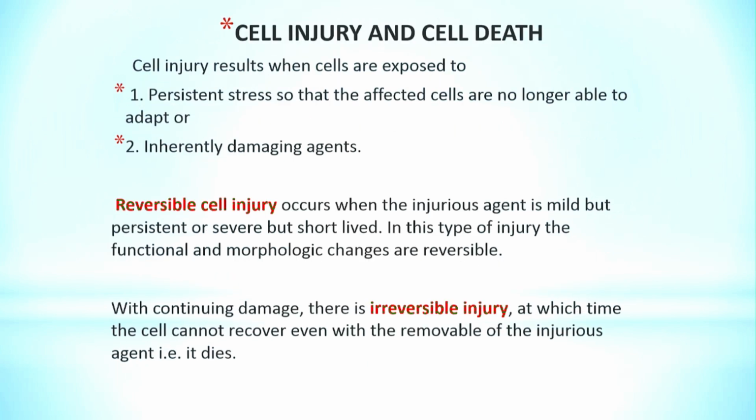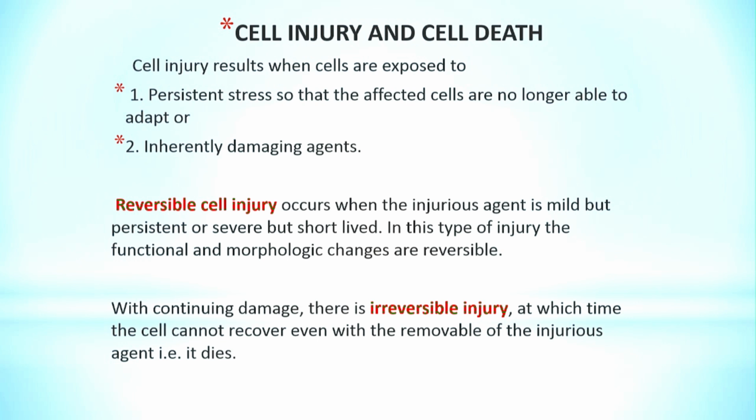Now we have finished the four types of adaptation. Usually adaptation is reversible. The cells can cooperate and avoid cell injury. But if the injurious agent is still present and beyond the capability of the cells to adapt, cell injury will occur. So cell injury results when the cells are exposed to persistent stress, so that the affected cells are no longer able to adapt, or to inherently damaging agents.